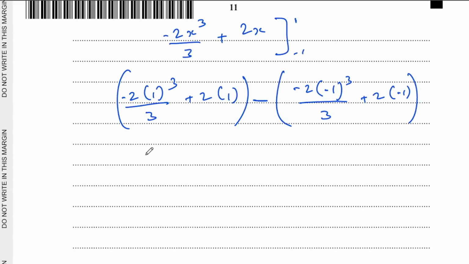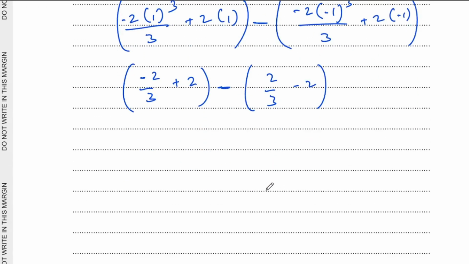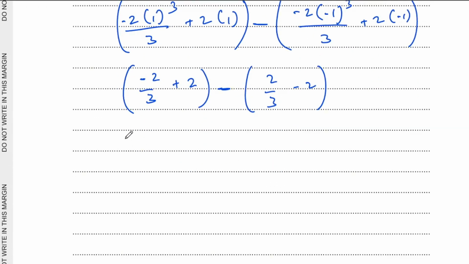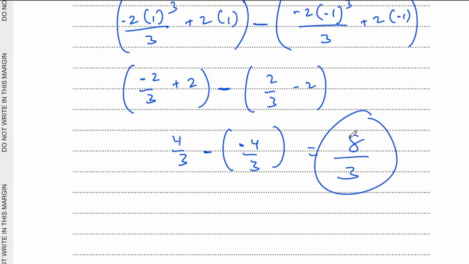This becomes negative 2 over 3 plus 2, subtracted by positive 2 over 3, because negative 1 cubed is negative 1, times negative 2 is positive 2 over 3, minus 2. This gives us 4 over 3, and we subtract negative 4 over 3, which gives us 8 over 3. And that's going to be our area under the graph for that question.